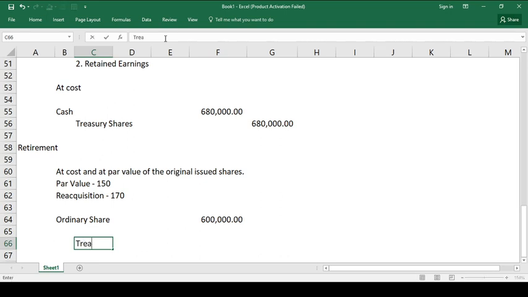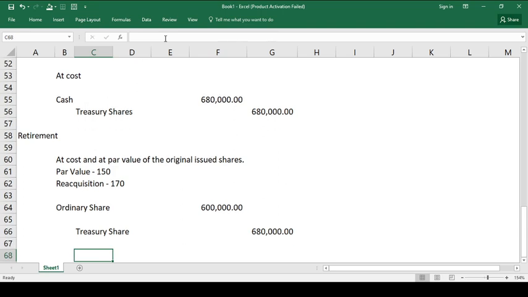So the recognition of the treasury share, we credit it at its cost, that is 4,000 multiplied by 170, that is 680. Sir, there is a difference between the ordinary share par value and the treasury share of 680,000. So, ibig sabihin po, sir, on the retirement, nagkaroon po tayo ng losses. How are we going to recognize the losses on the retirement of the treasury share?